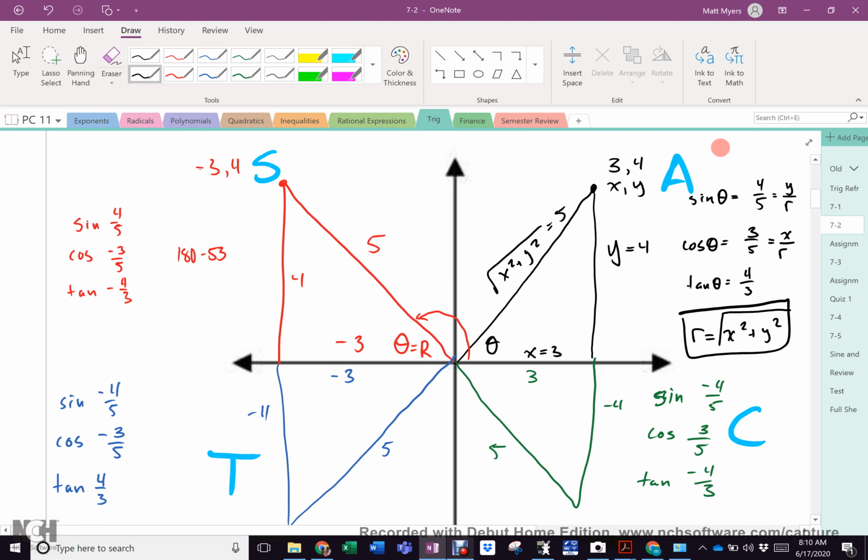In quadrant 1, all of them, sine, cos, tan, are all positive. In quadrant 2, only sine is positive. In quadrant 3, only tan is positive. And in quadrant 4, only cos is positive. And that sets up another thing like SOHCAHTOA: A-C-T-S, acts, or C-A-S-T, cast. It just tells you what's positive where.